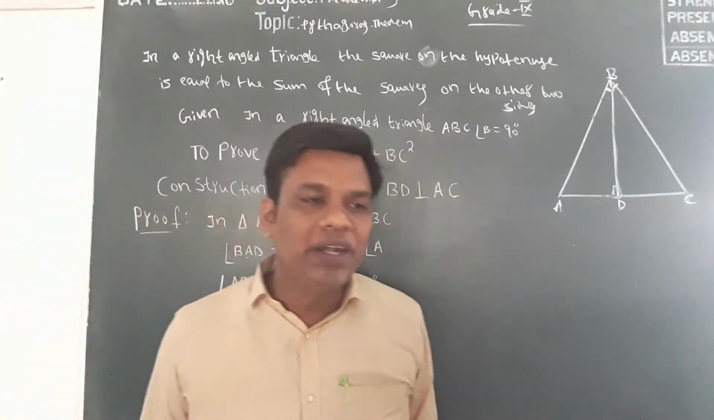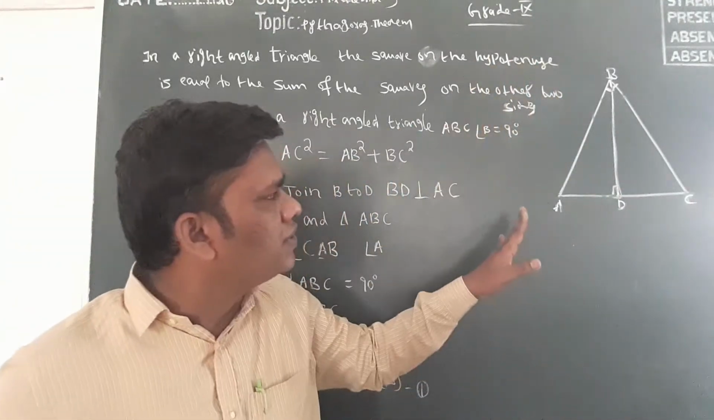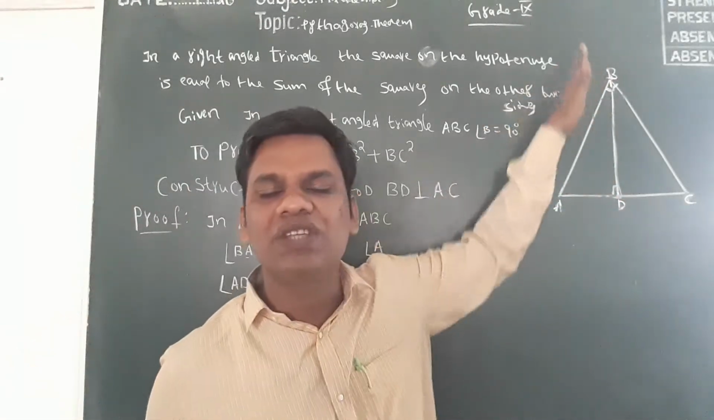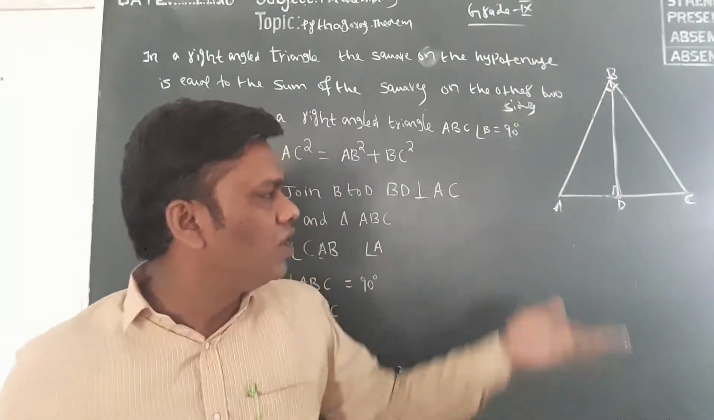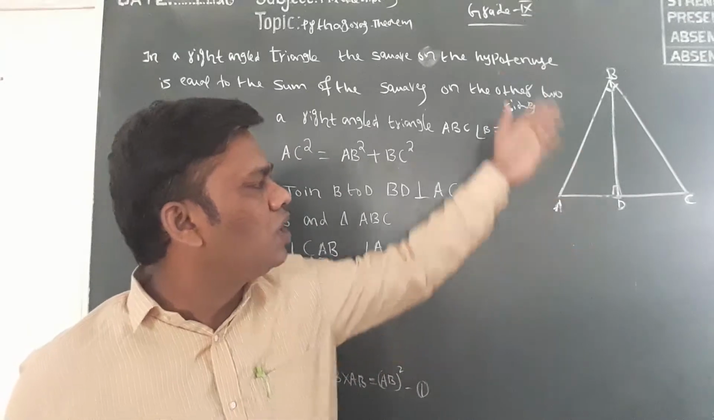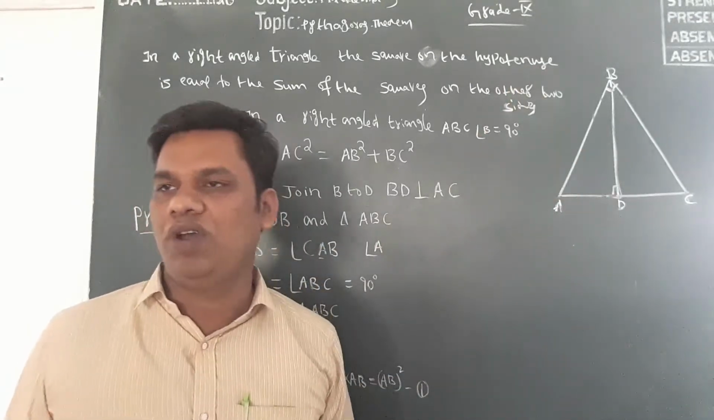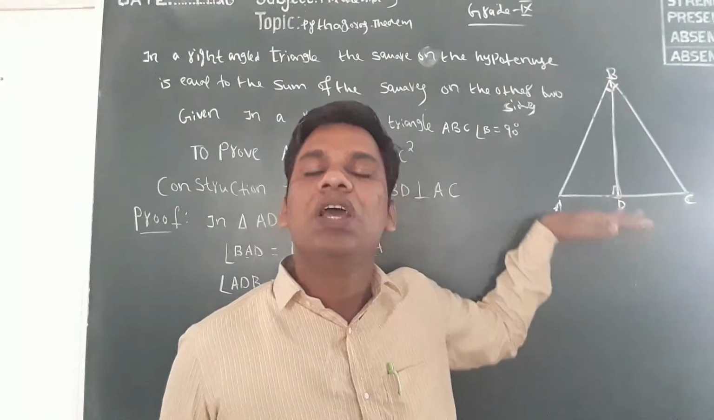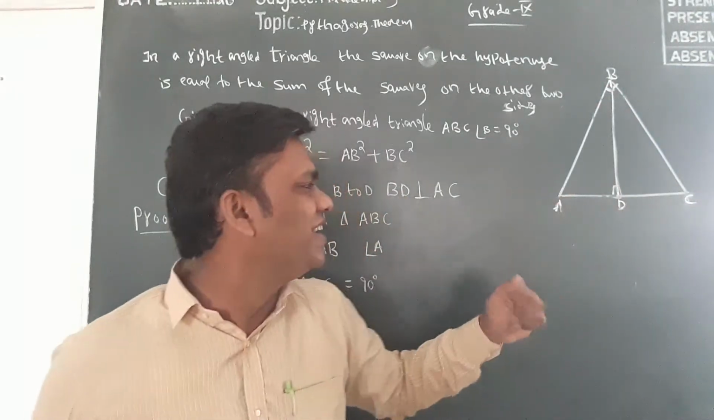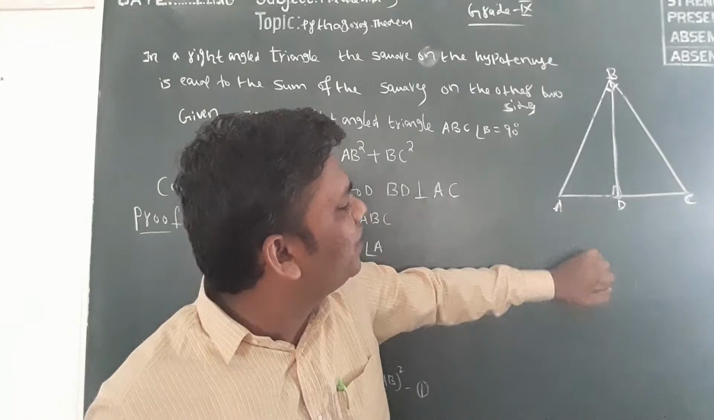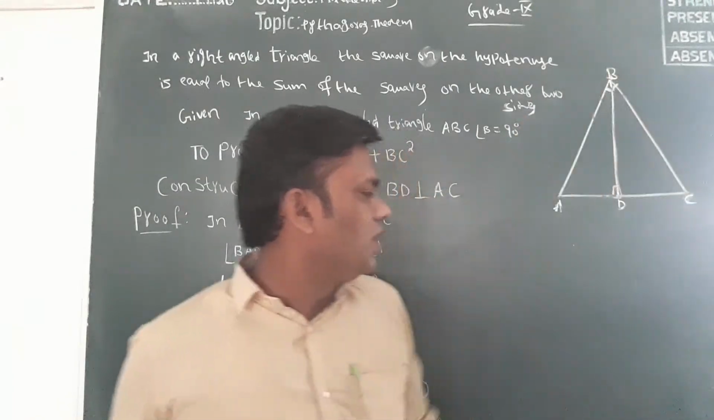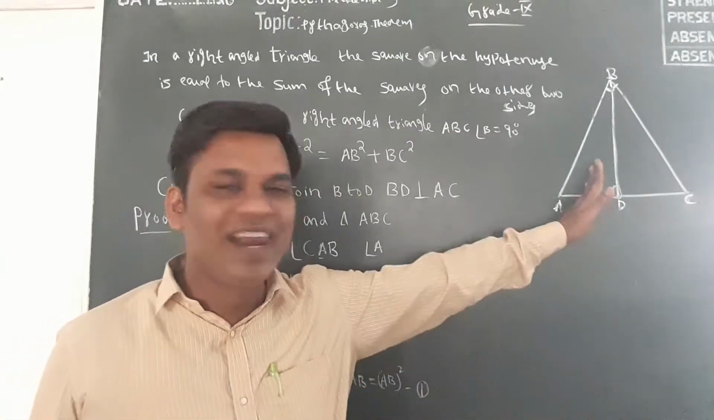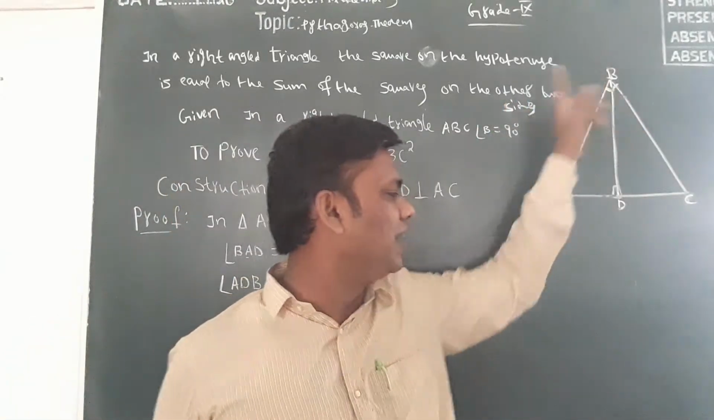Okay? See what I did here? Triangle ABC. First, what we have to do? Hypotenuse square equals side square plus side square. Means AC square equals, what we have to prove? AB square plus BC square we have to prove. So we made a construction from B to D, which is perpendicular to AC. I took the ADB triangle. Now you can guess what I will take next. The next triangle I will take is the CDB triangle.